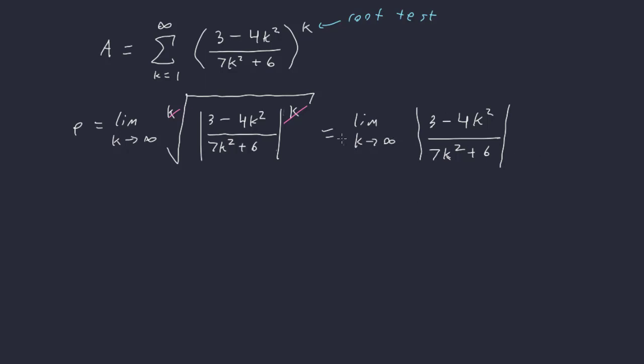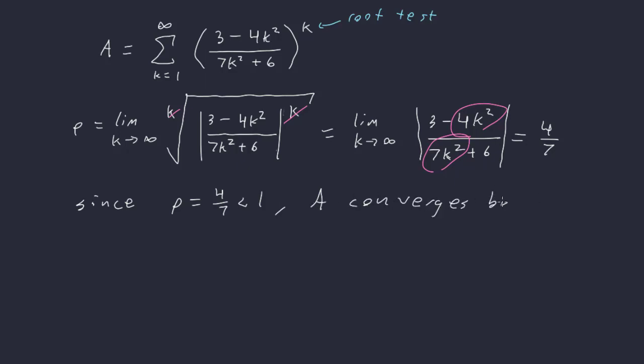And that simplifies this so much, because now notice that the highest power of k in the top and the bottom is the same. The only thing we have to worry about is that we have the absolute value. Note that this would normally be negative 4/7, but since there's the absolute value, this will go to positive 4/7. Okay, so since rho is equal to 4/7, which is less than 1, then A converges by the root test.